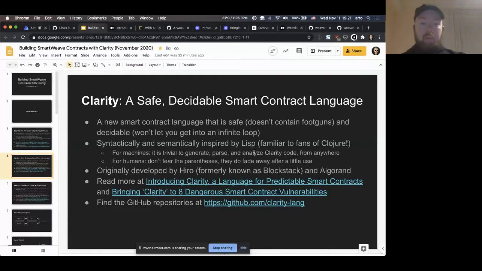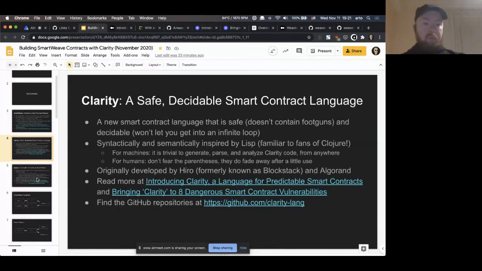I'll get to that in a bit. And for humans, it might look a little bit off-putting, but don't fear the parentheses. They'll fade away very soon. I've included more links here for those who want an introduction.